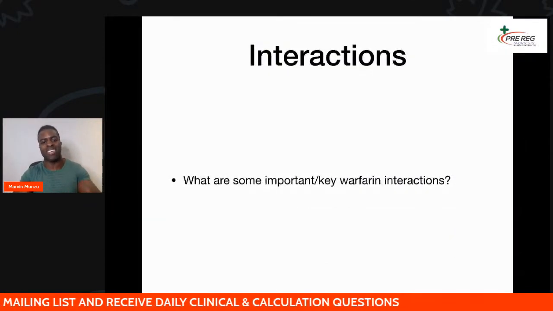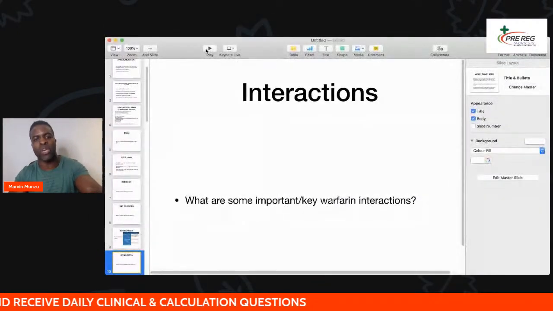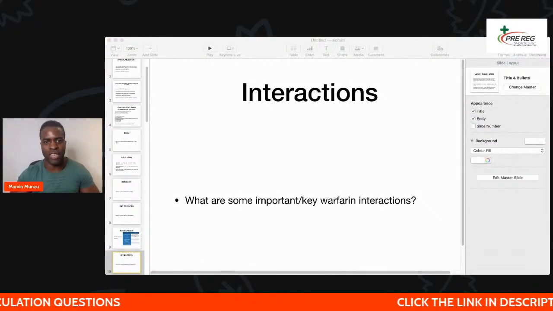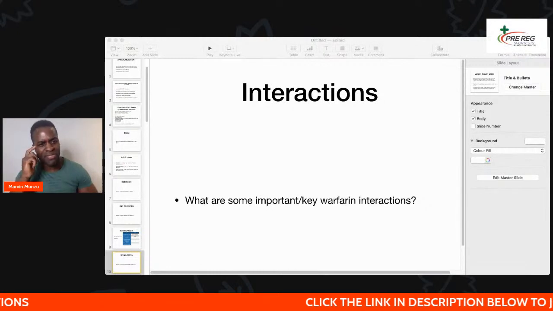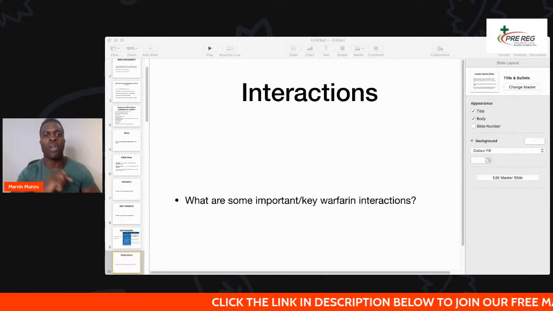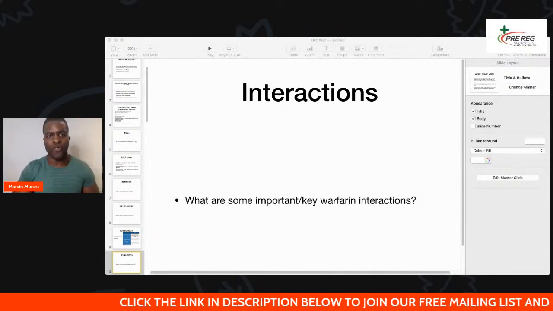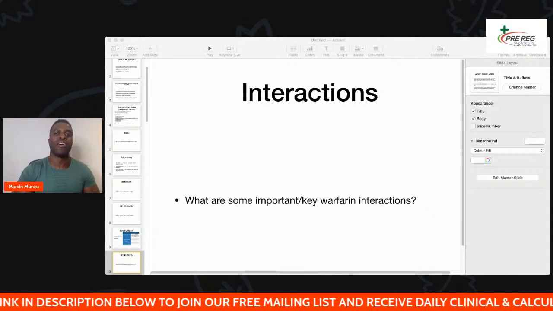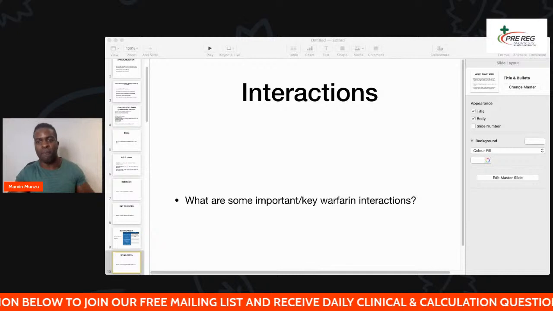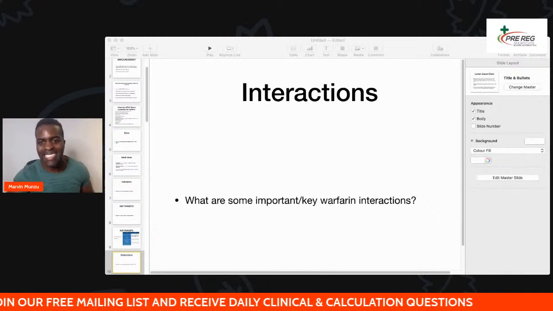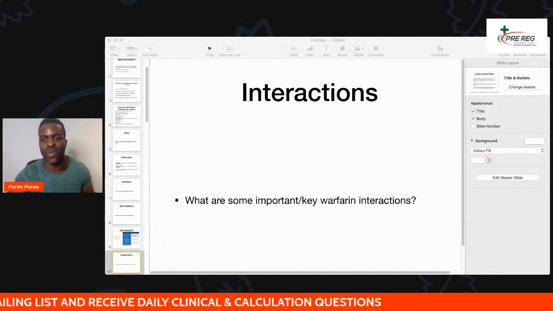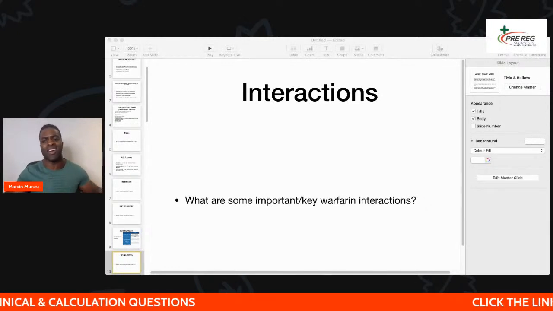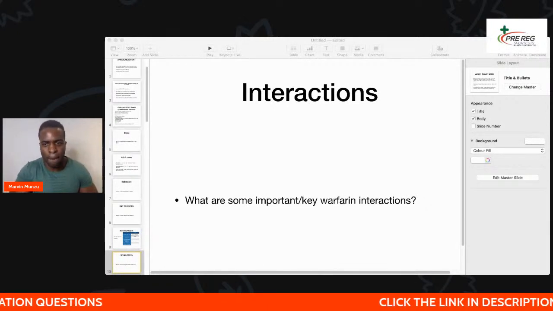Interactions. The thing about warfarin, its interactions are so, so important. There's a high chance you still get questions on warfarin interactions. The key interactions I'm talking about, the key ones that normally come up. So, ladies and gentlemen, what are some of the key interactions of warfarin? What are some of the most important interactions? Put them down. Let's see who knows warfarin interactions, the most important ones, the most common ones, those that are likely to come up in the exam.